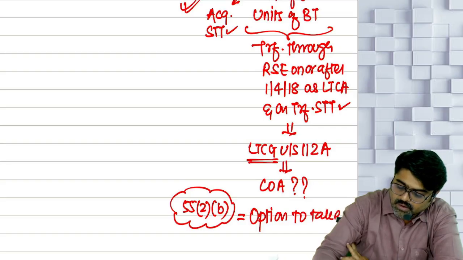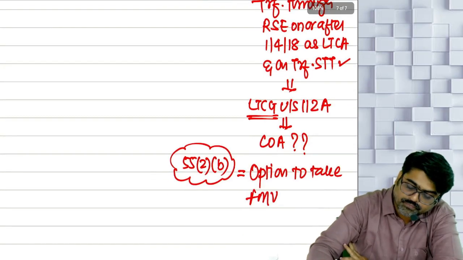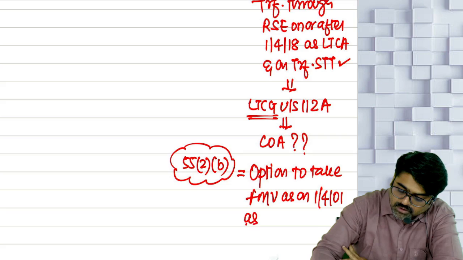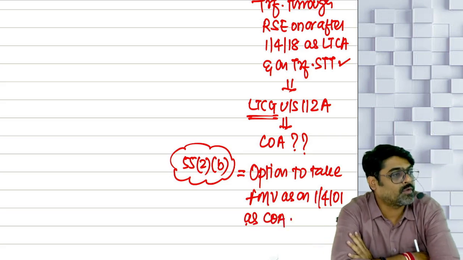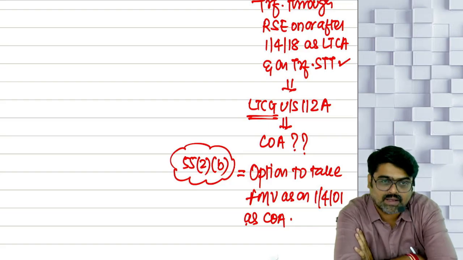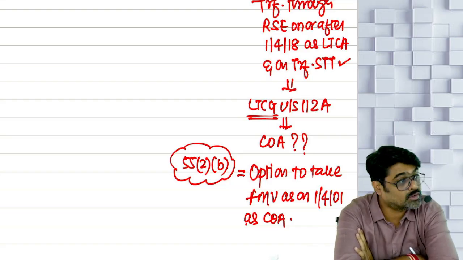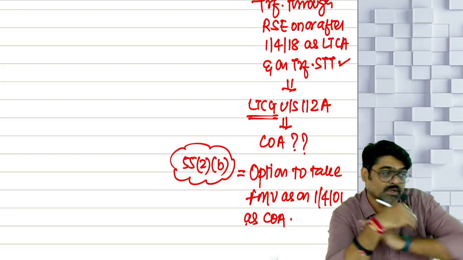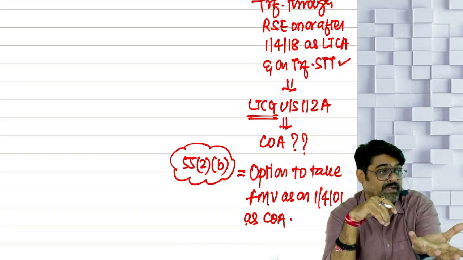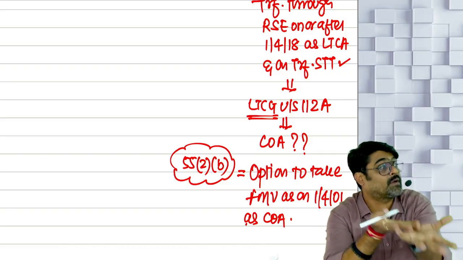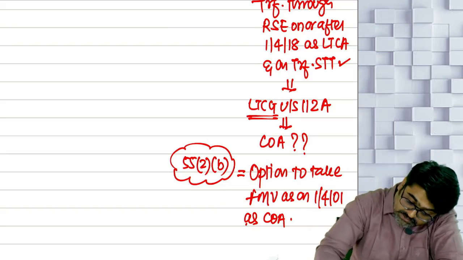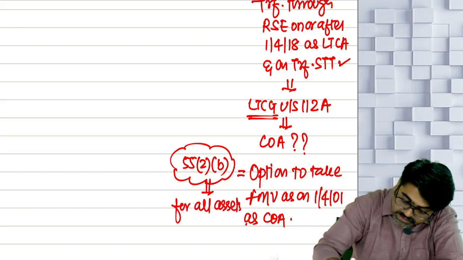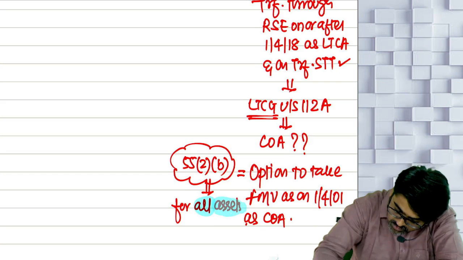To take what? Fair market value as on 1st April 2001 as your cost of acquisition. So if you want to take this fair market value as on 1st April 2001 as your cost of acquisition, then you can take it. So ignore your actual cost and take this fair market value as your cost. But this option is available for all assets. What did I say? All assets.